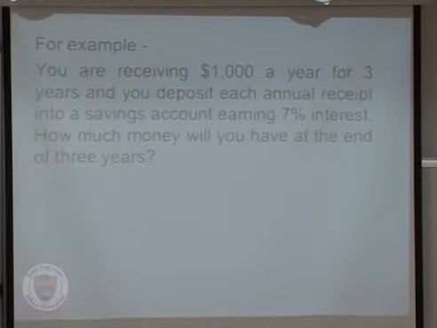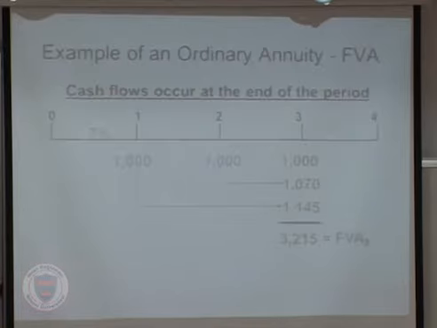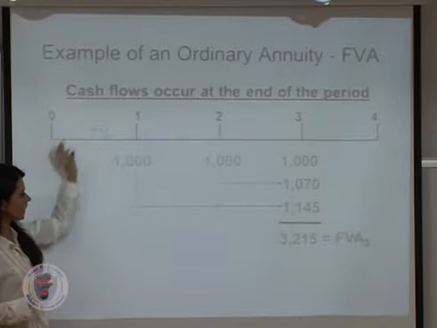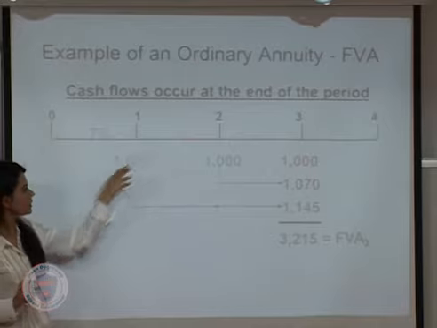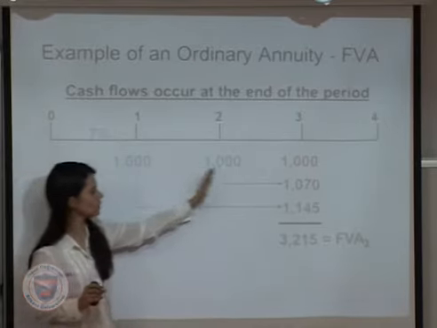Okay, let's look at this one. You're receiving $1,000 a year for 3 years, and you deposit each annual receipt into a savings account earning 7% interest. How much money will you have at the end of 3 years? So this is an ordinary annuity. It's a 3-year annuity, and you're going to get $1,000 every year for 3 years. In an ordinary annuity, you're getting all the payments at the end of the period. So your first payment is here in the timeline.